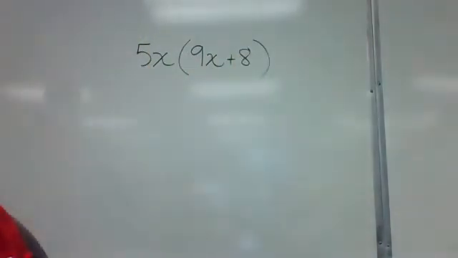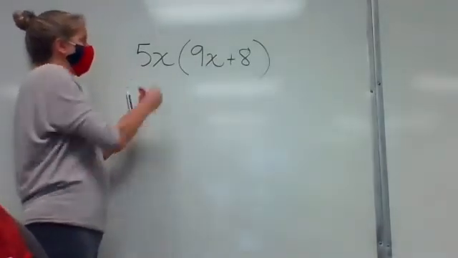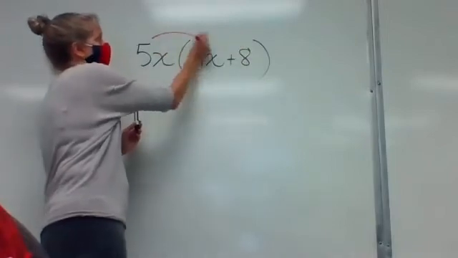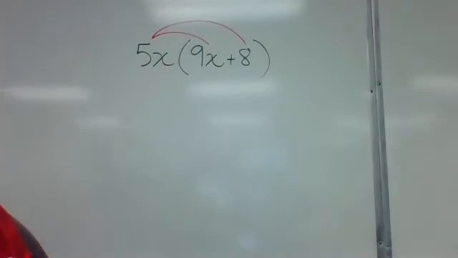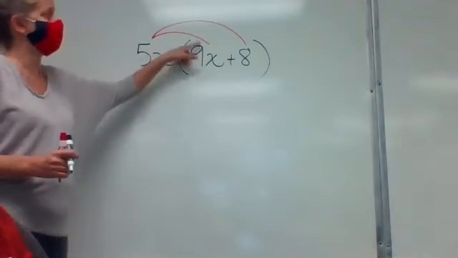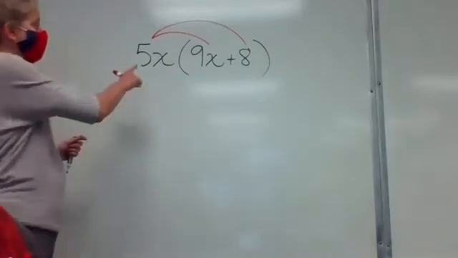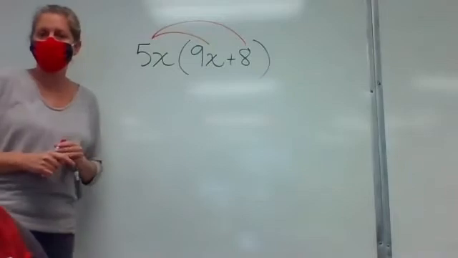All right, a little different here. Got 5x times 9x plus 8. Now, what am I going to do? This right here, since I have a 5x, remember how you remove parentheses? You use that distribution property, right? You're going to distribute, which means you're going to multiply everything inside of this parentheses times 5x. So the first thing I'm going to multiply is 5x times 9x.